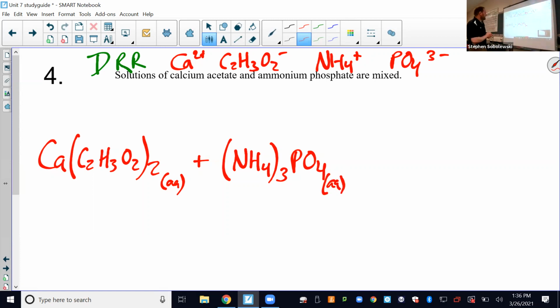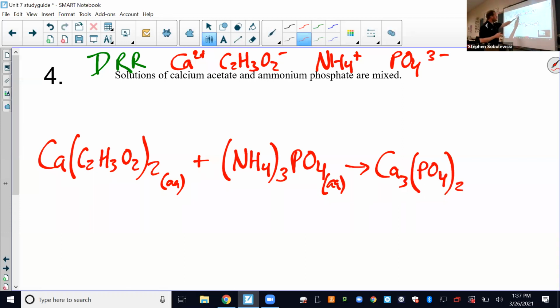Okay. So what's going to happen here? Well, they're going to swap partners. The calcium, which is positive, is now going to switch. Instead of being bonded to the acetate, it's now going to bond with the phosphate. So I have calcium 2 plus, phosphate 3 minus, crisscross the 3 and the 2. We end up with Ca3 parentheses PO4 close parentheses 2.